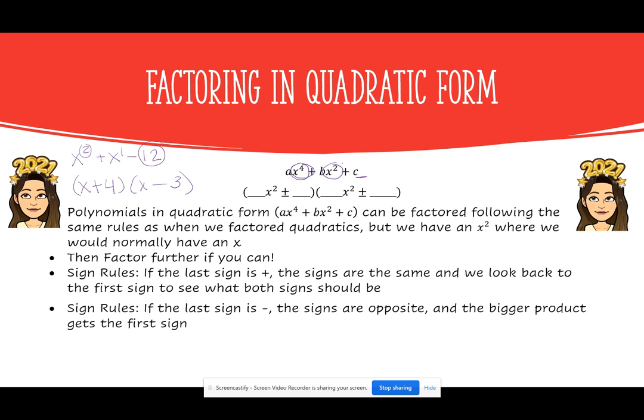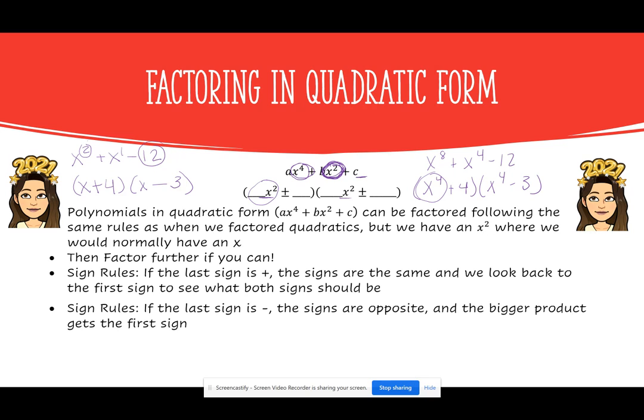Right here, it's x to the fourth and x squared. That squared is half of that 4. So you would split it up into x squared and do the same exact thing as our regular factoring. You could have x to the eighth plus x to the fourth minus 12. Then it would just be x to the fourth plus 4, and x to the fourth minus 3. So the number that you put here and here is always going to be that middle number.